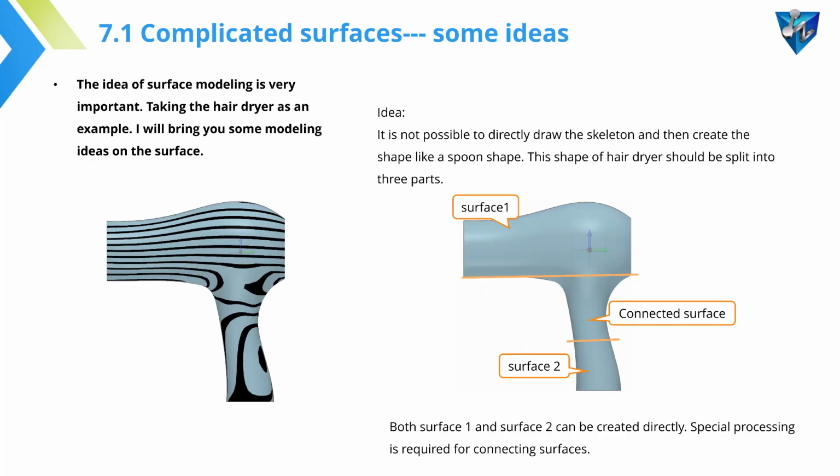We can divide this hairdryer into 3 parts. Surface 1 and surface 2 can be created directly. Only the connected surface needs to be modified specially. Isn't it clear? Don't worry, next I will show you the specific steps to create it.